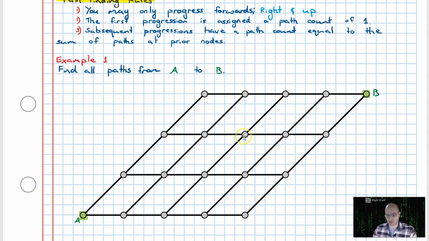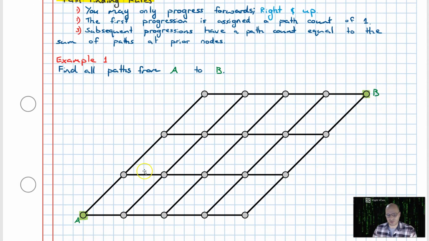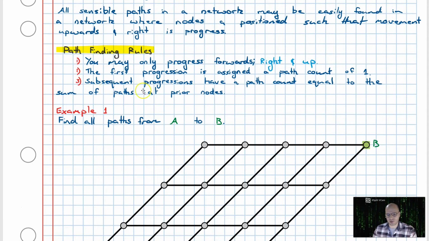So if we were at this node in here, we're unable to move to the left and we're unable to move in a downward direction. Reason being is that we're moving away from our goal, which would be node B. The second rule being that the first progression is assigned a path count of 1. So if you're starting at node A over here, as soon as you move forward in either this direction or this direction, the path count from A is always considered as 1. And then finally, subsequent progressions have a path count equal to the sum of the paths at prior nodes.